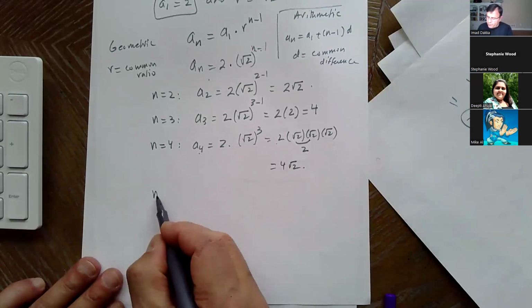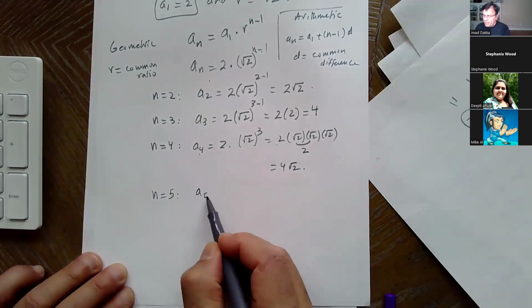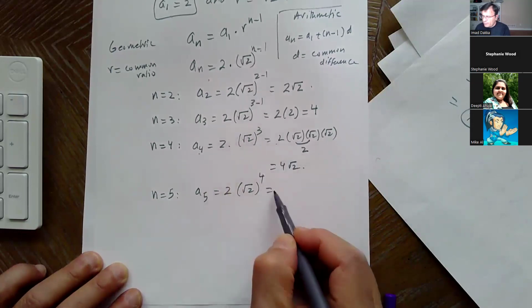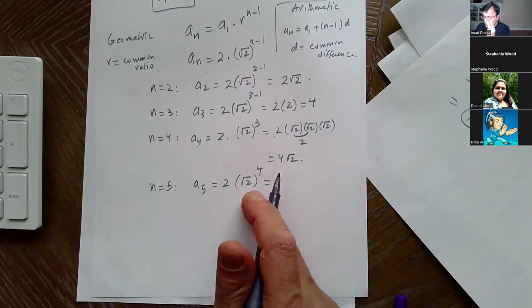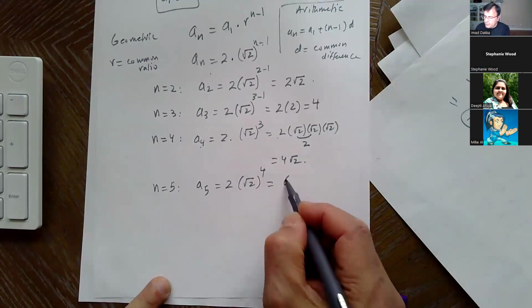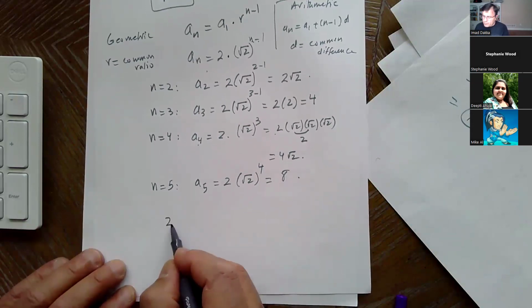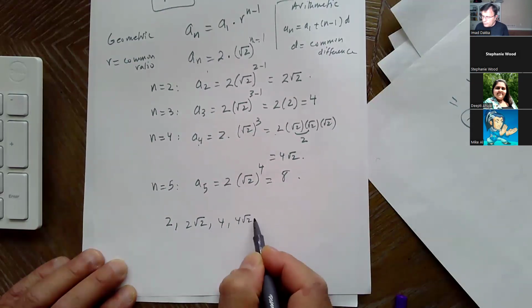And then we need the fifth one because it says the first 5 terms. So a5 is 2 times root 2 to the 5 minus 1, which is 4. So root 2 to the 4th is 4, and 2 times 4 is 8. And that's the first 5 terms: 2, 2 root 2, 4, 4 root 2, and 8.